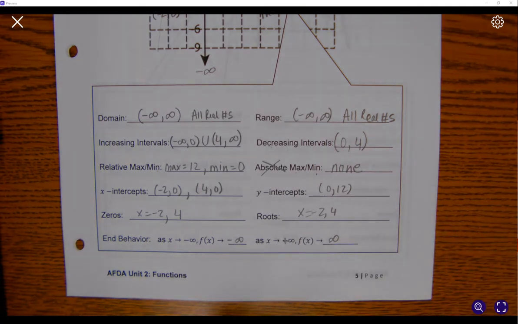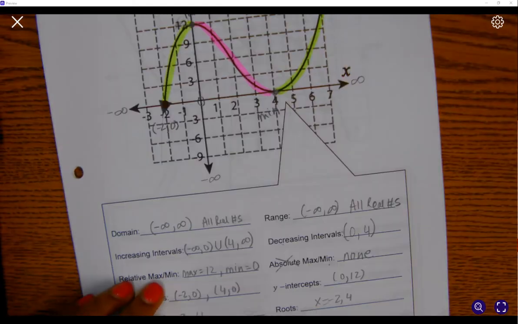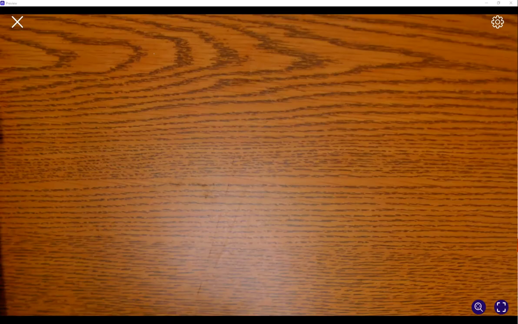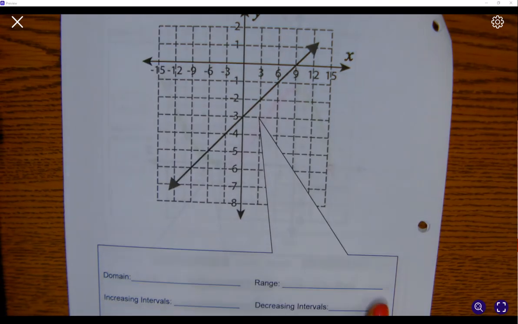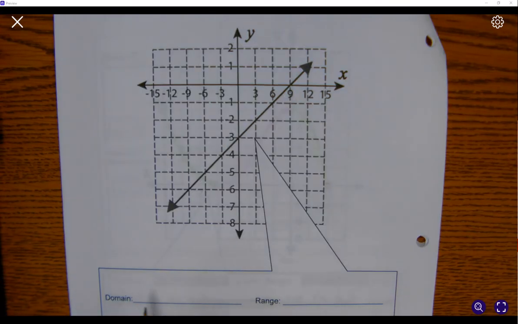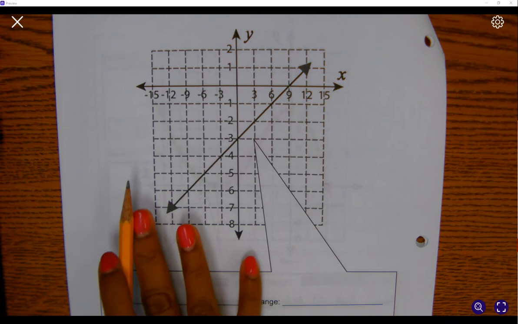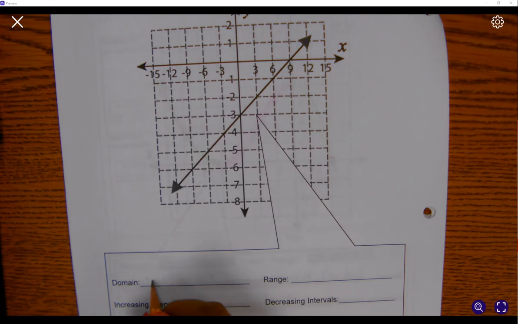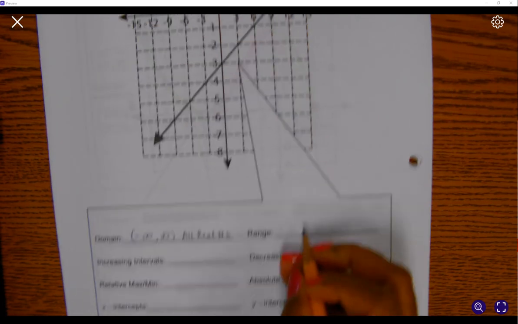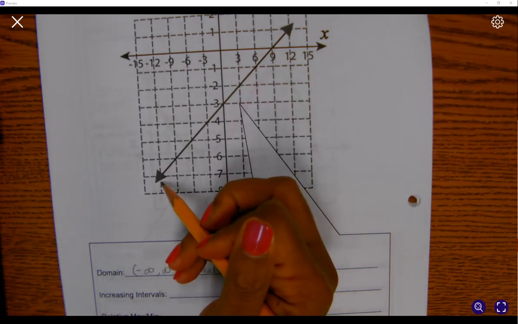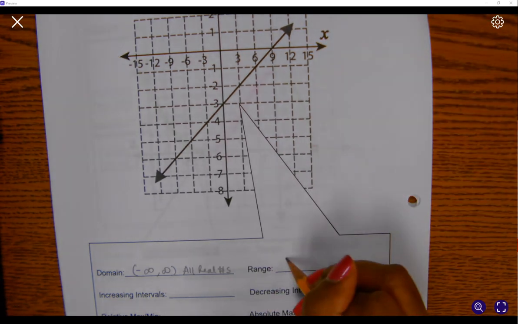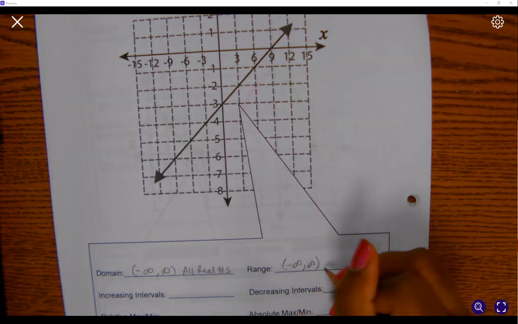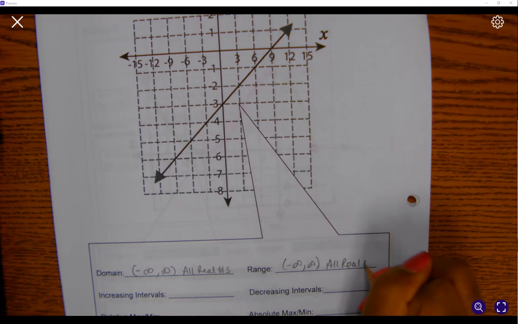Okay, let's do one more example. Okay, so let's look at this one. So we have here, it's asking for the domain and range. Domain, remember, we go from left to right. Well, they're both arrows on the left side and right side, so that's easy. That's just negative infinity to positive infinity, all real numbers. And then same thing for the range. At the bottom, there's an arrow, on the top it's arrow, so that means it's going from negative infinity to positive infinity, all real numbers.